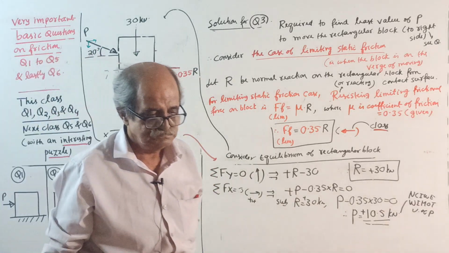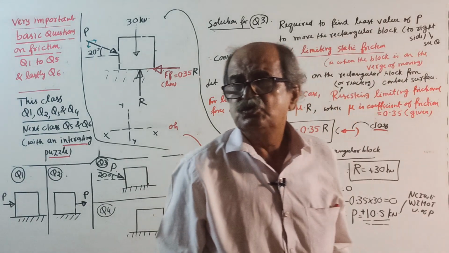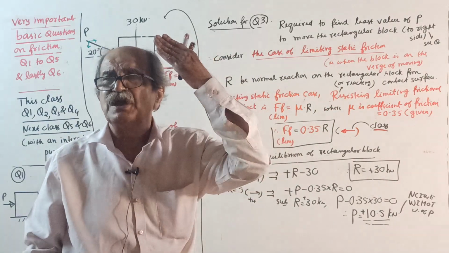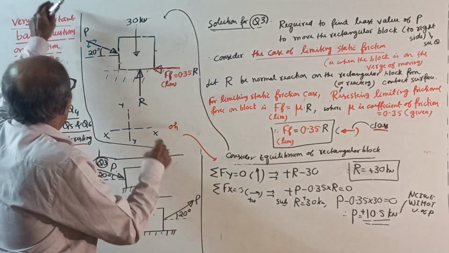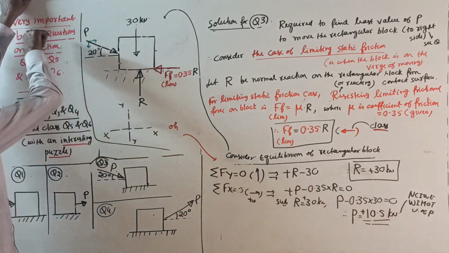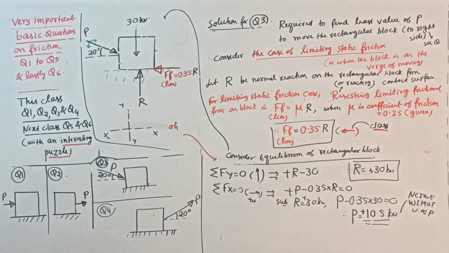If somebody asks, sir, not clear, then no, don't study from me. So much I explained about resolution. If you consider the angle with horizontal, the horizontal component is cos and the vertical component is sine.